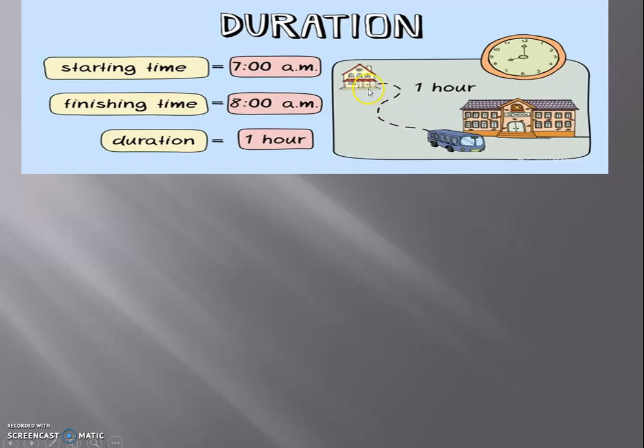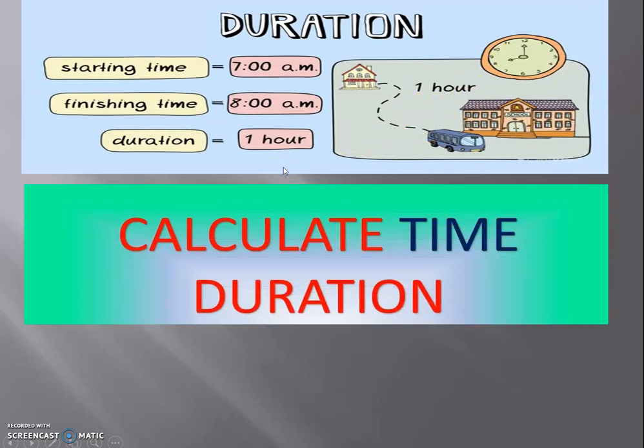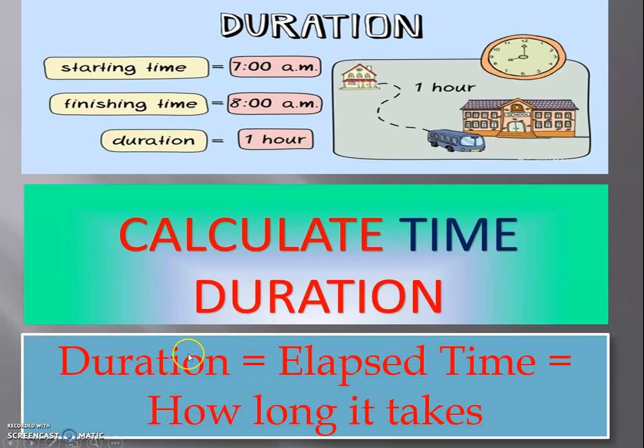So if I start the trip from my home by 10 AM, I will start my trip by the bus at 10 AM plus 1 hour spent in the bus. It means I will reach the school by 11 AM. So the 1 hour is called the duration. Let us see how to calculate the time duration or the interval. Duration means elapsed time, or how long it takes. Let's go to the next slide.